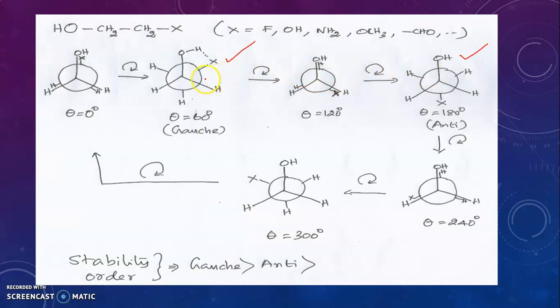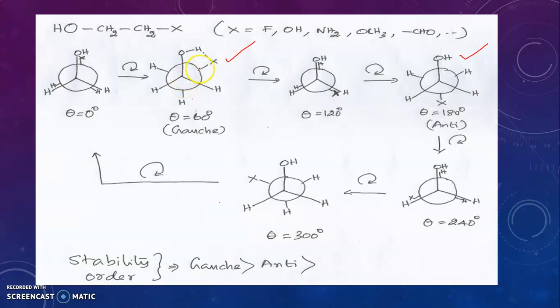Now the question is, among these two, which is more stable? See, in this conformer, the OH group and the X groups are exactly opposite. So it is an anti-conformer. Therefore, there is no interaction between this OH and this X. So most people expect that this conformation must be the most stable conformation. But the answer is not that. The answer is this gauche conformer is more stable in this case.